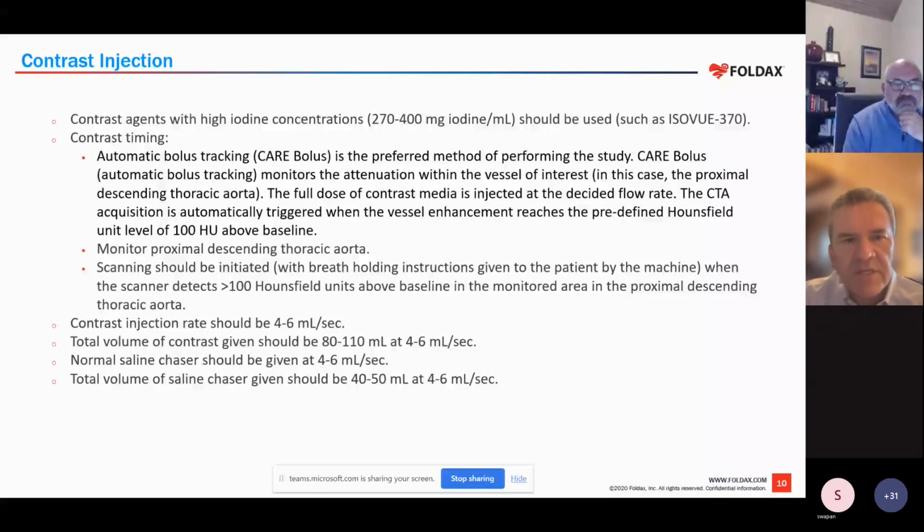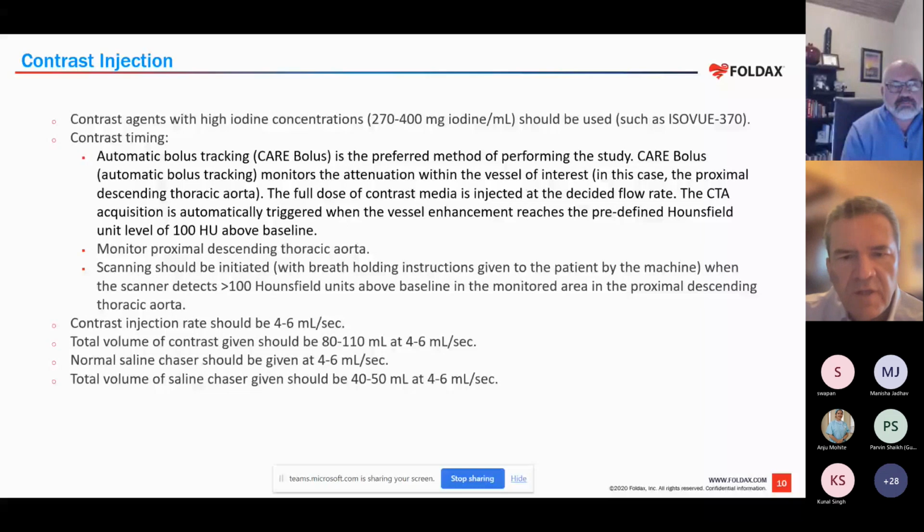And for a contrast injection rate, we use between 4 and 6 milliliters per second, and that gives us a total volume of contrast injected between 80 and 120 milliliters. And then we follow that up with a normal saline chaser at the same infusion rate of 4 to 6 milliliters per second. And then we end up giving 40 to 50 milliliters total of this normal saline chaser.